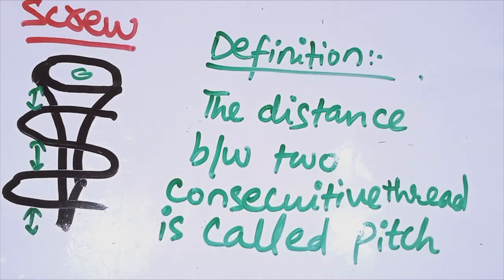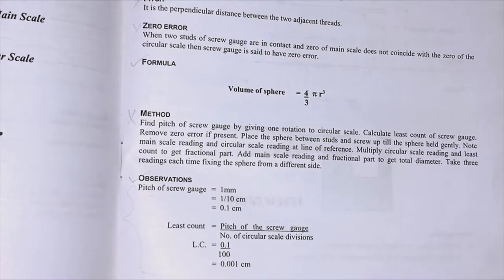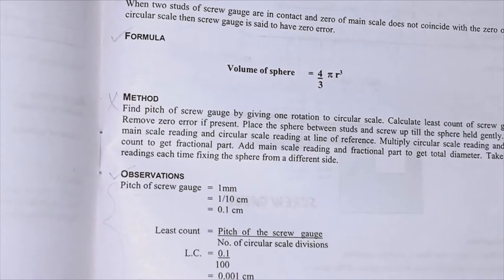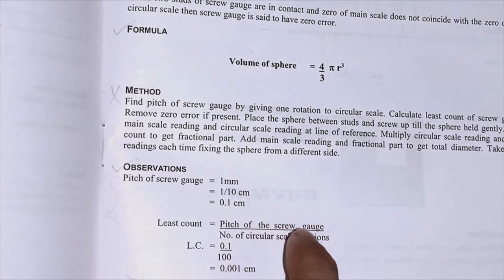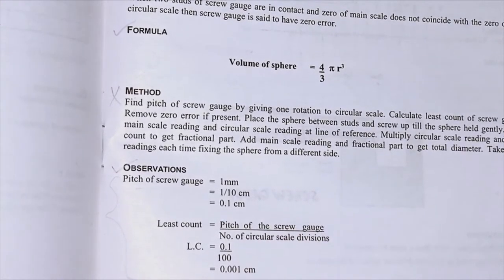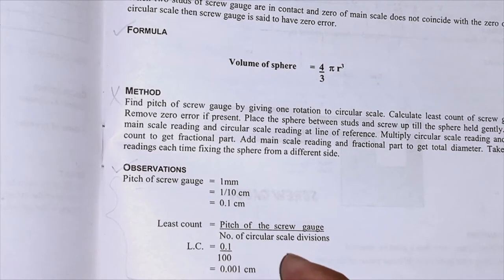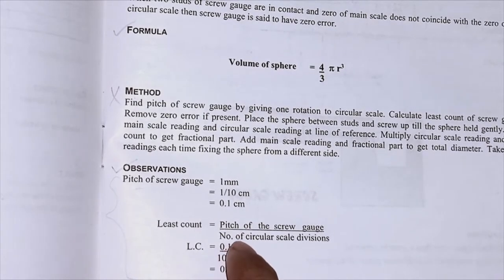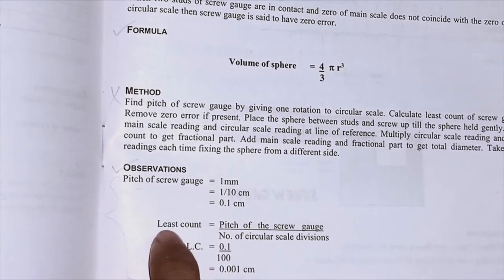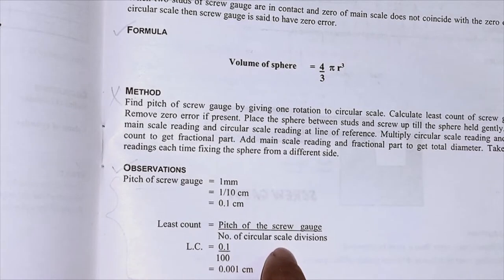So let's move ahead. What is least count? The least count of a screw gauge is equal to the pitch of the screw gauge. Whatever you have measured as the pitch of the screw, this is the pitch of the screw gauge, because your apparatus is a screw gauge. So that is the formula of least count: least count is equal to pitch of the screw gauge divided by number of divisions on the circular scale.